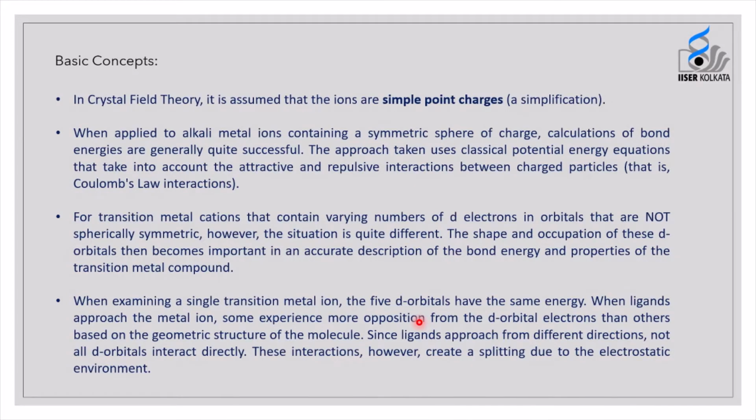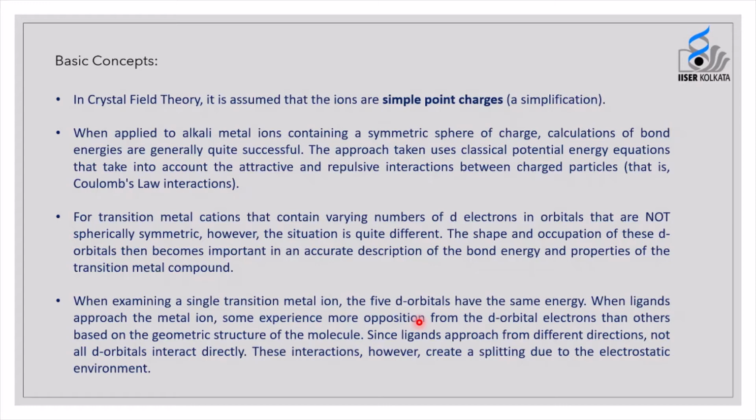Now the basic concept of this theory is that in crystal field theory, it is assumed that the ions are simple point charges, a simplification. As I said earlier, while creating a theory, we make certain assumptions to simplify our job, which doesn't affect our outcome much in real-world experiments. So in this case too, we assume ionic spheres as point charges. This is quite significantly true and doesn't affect much of our calculations and our result.